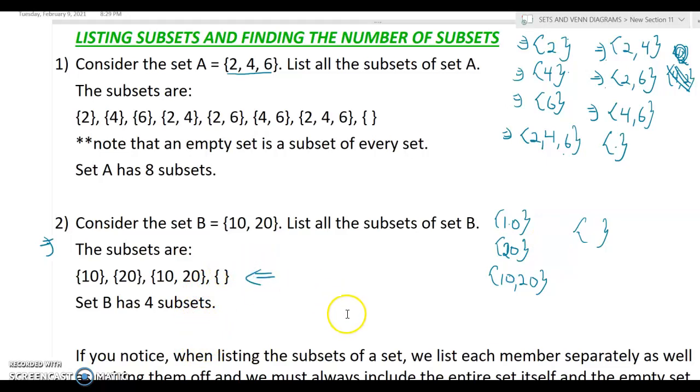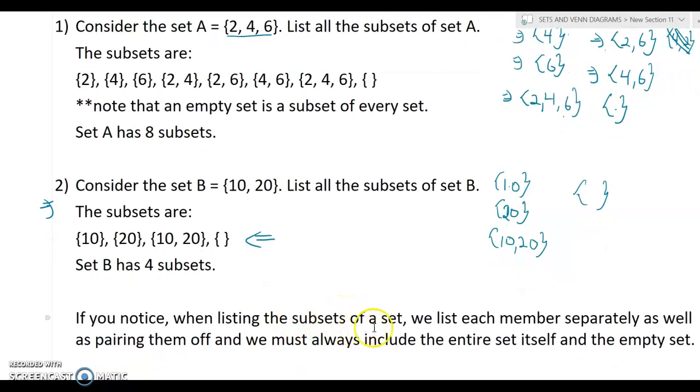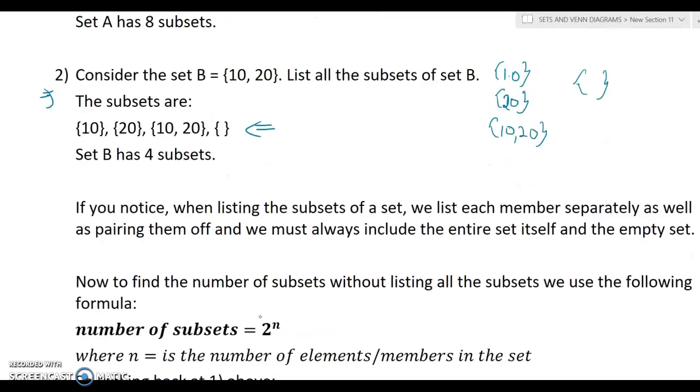If you notice, when listing the subsets of a set, we list each number separately as well as pairing them off. So you list each number separately, then we pair them off, and you could always use the entire set itself and the empty set. So that's really it for listing subsets.